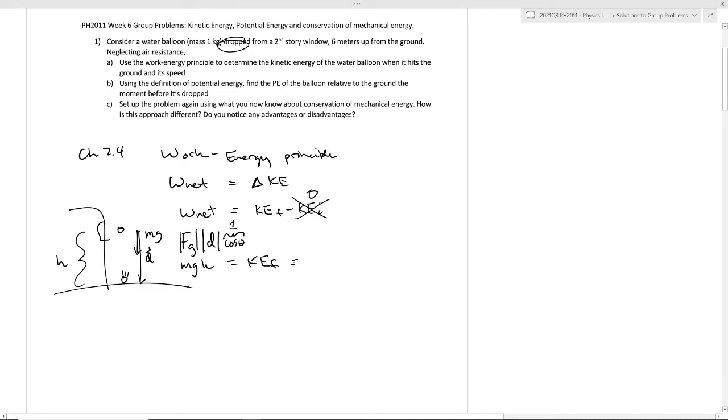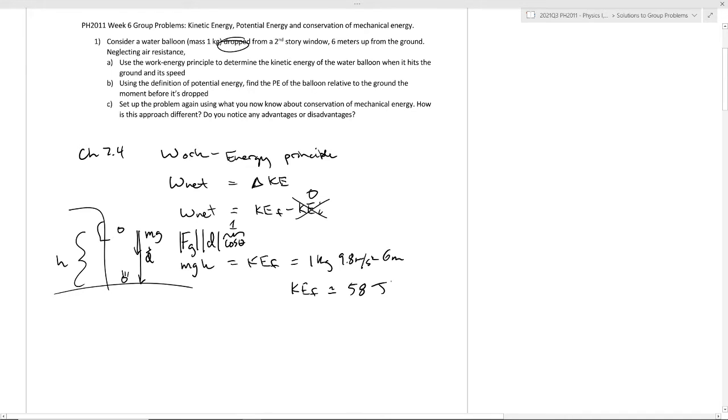And mgh, we can actually put in our numbers here. The mass was 1 kilogram, 9.8, 6 meters. We would find that this kinetic energy would be about 58 joules.